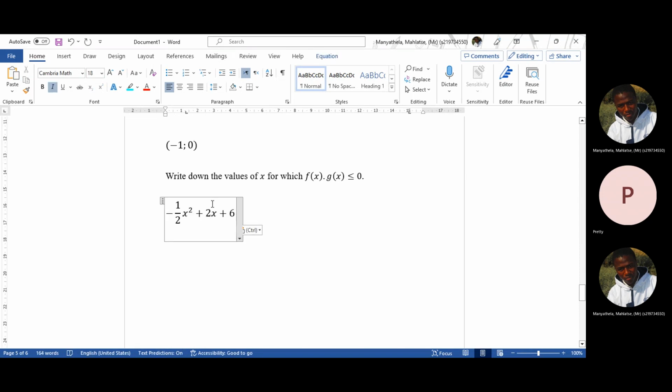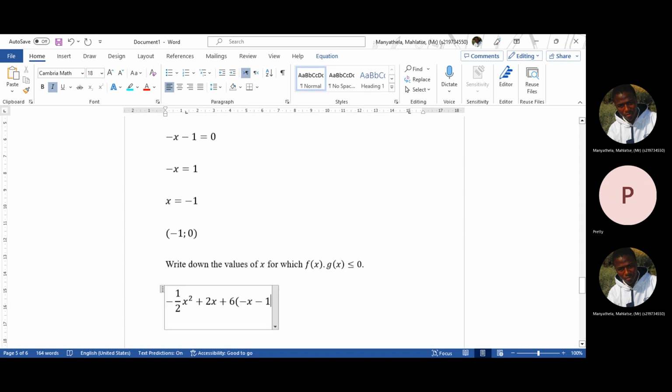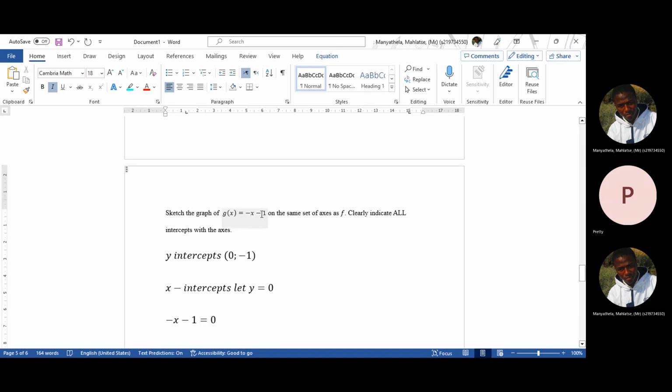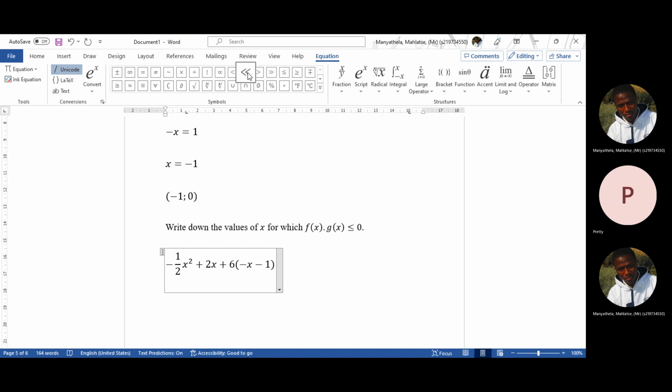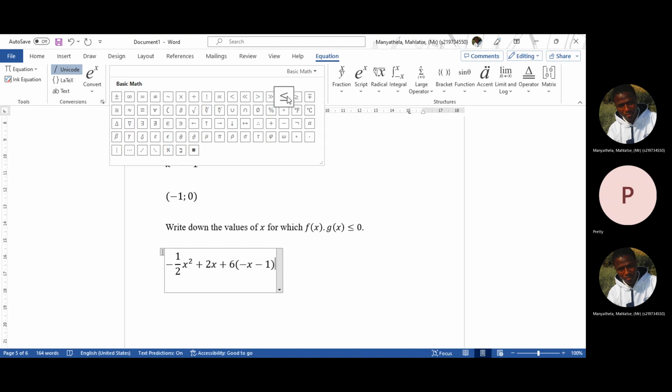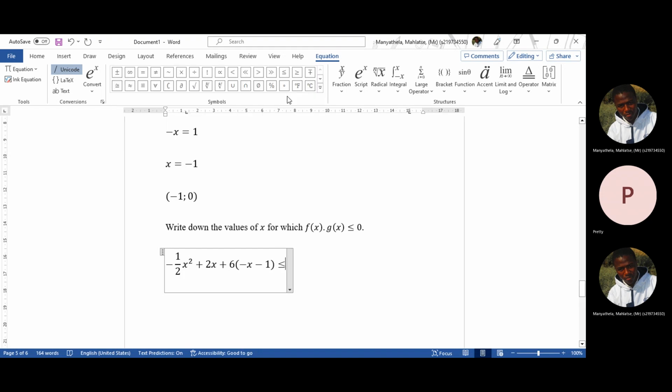Okay, but multiplied by... I have to multiply this equation by g of x, which is minus x minus 1. It's less than or equal to 0. Why is it less than or equal to? Is it 0 or...? Yeah, it's less than or equal to 0.